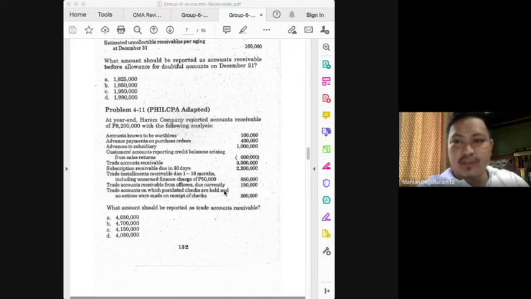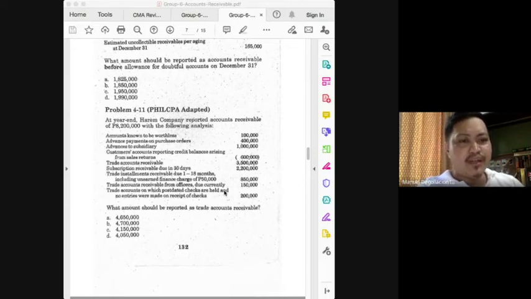4-11, what amount should be reported as trade accounts receivable? Take note, class, we are looking for accounts receivable that are related to trade. Basically, this falls under the kind of problems that I've mentioned before, that the only task on our part is to identify which one will form part of the item being asked in the problem. So here we are asked to determine which of all these items will be part of our trade accounts receivable. First, accounts known to be worthless, because obviously it should no longer be reported as a receivable, so it should not be part of our trade accounts receivable.